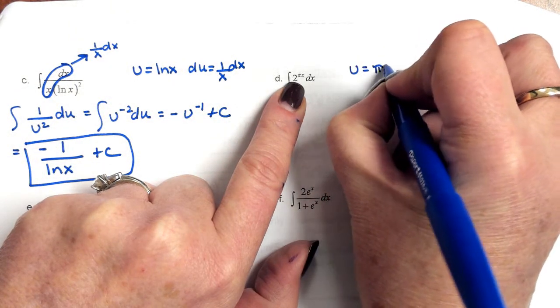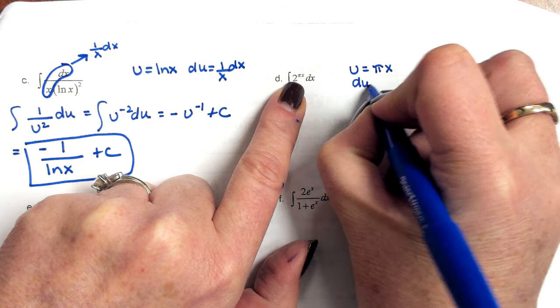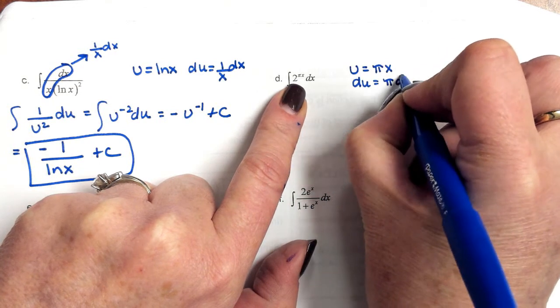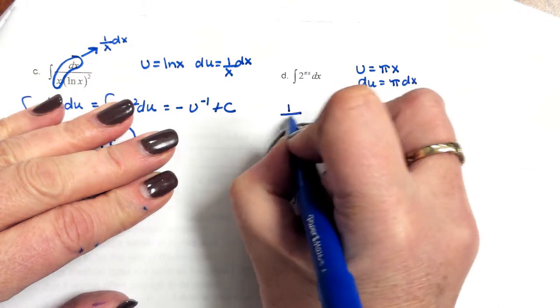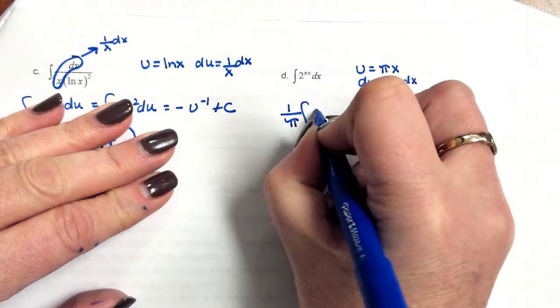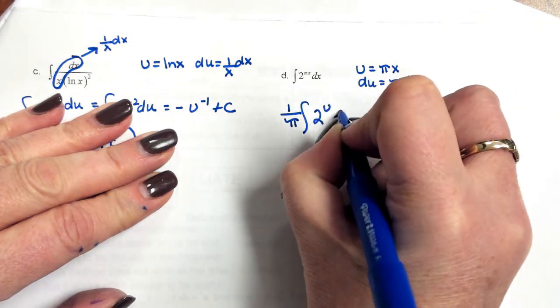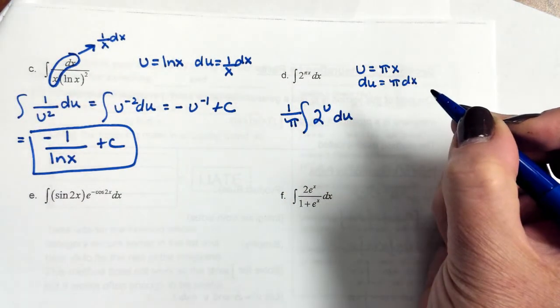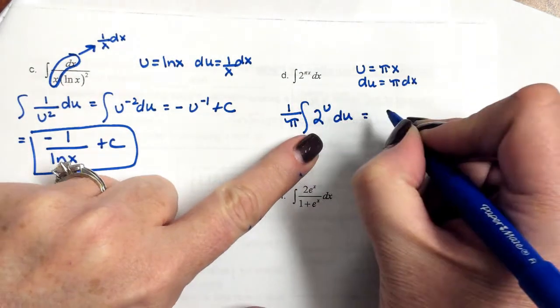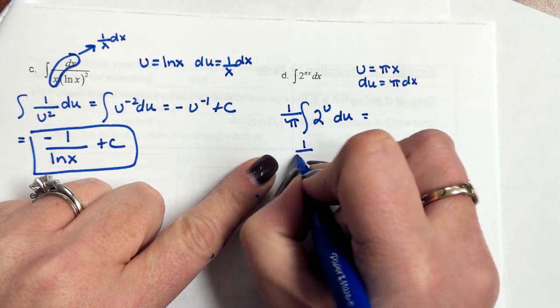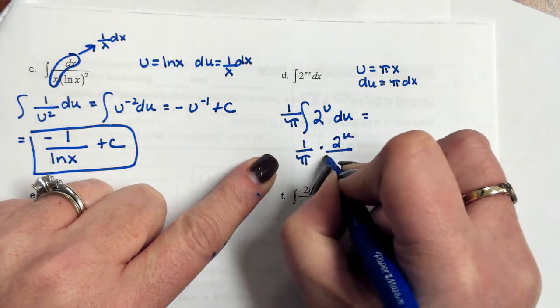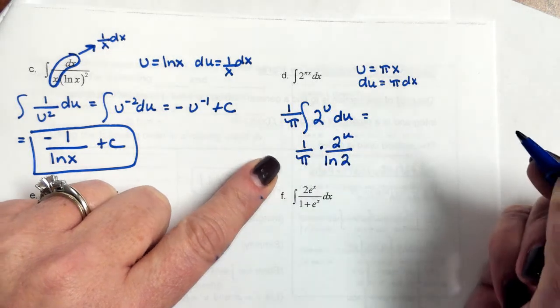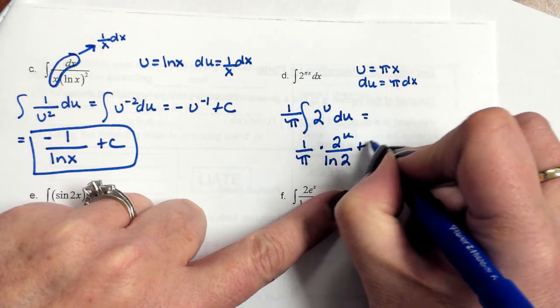U is going to be equal to pi x. My du will be equal to pi dx. So I have to divide a pi out of this integral. So I'll have 1 over pi times your antiderivative 2 to the u du. When I integrate this exponential function, it's going to be 1 over pi times 2 to the u divided by the natural log of my base, which is 2, plus c.